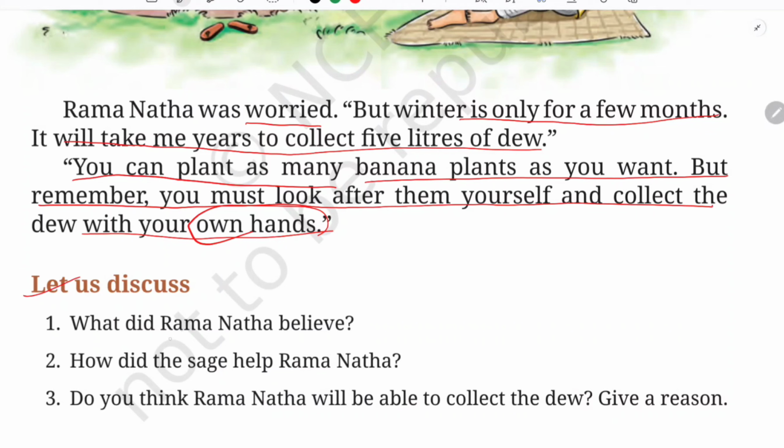The first question: what did Ramnath believe? He believed that there was a magic potion and it could turn any object into gold, isn't it? And don't worry about this, I'll bring a separate video and we are going to discuss again this question and answer and other activities which are given in your book.